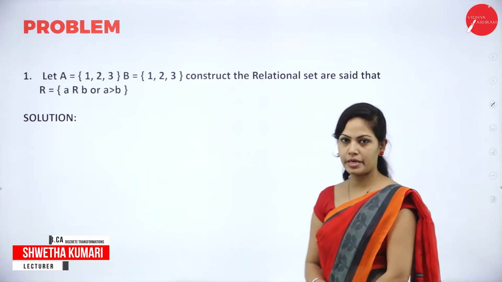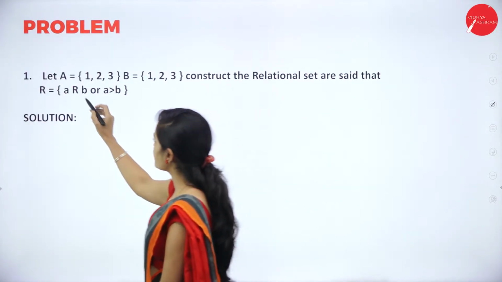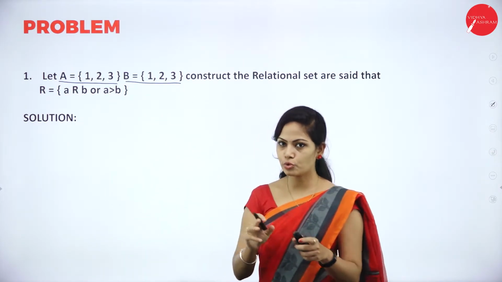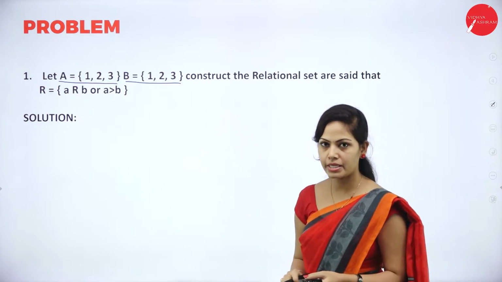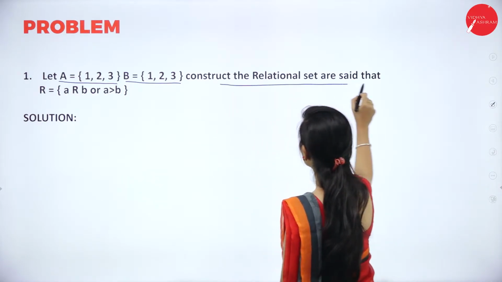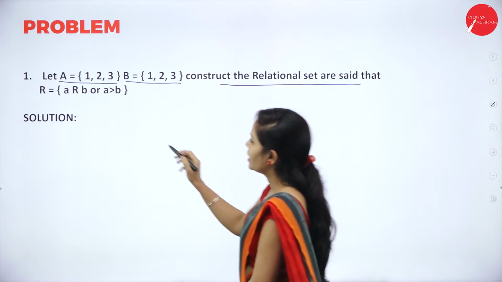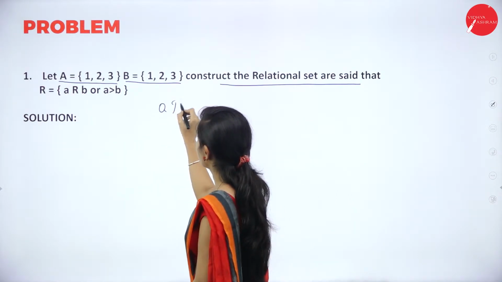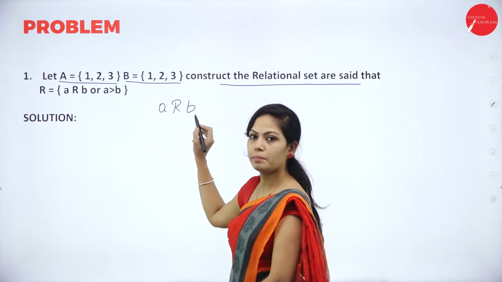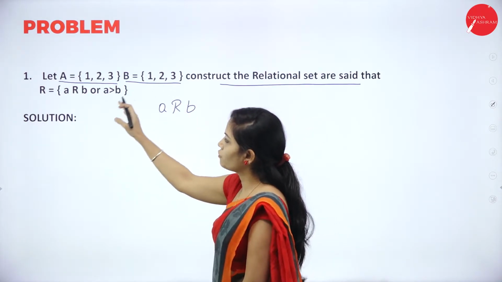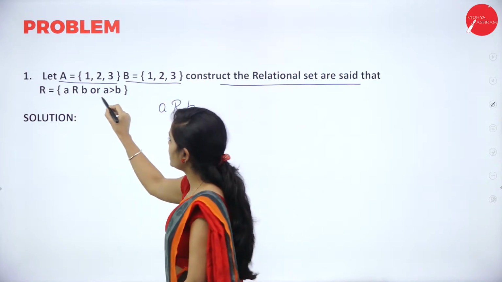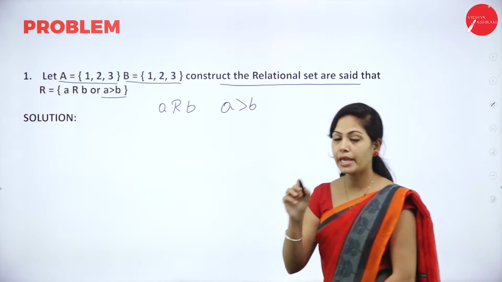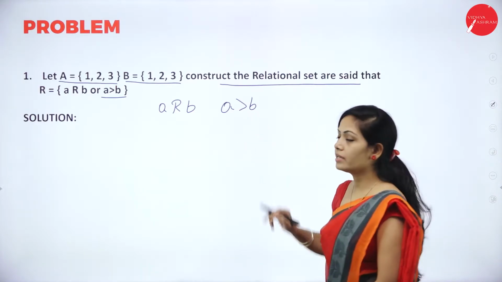So the first problem is, let A equal 1, 2, 3 and B equal 1, 2, 3. So we have two sets, A and B. Construct the relation set R such that A R B. A R B in the sense A relation B. So R is a subset of A cross B. The question is A is greater than B. So A value should be greater than B value.